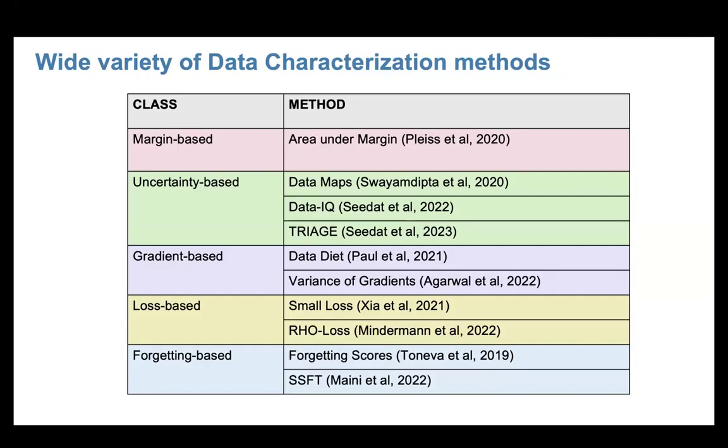So we've got the first that you can see in red. It's something called margin-based, so really assessing the margin of a classifier. So between your highest logit and your second highest logit, what is that difference, being your margin? There's uncertainty-based methods, some of which I've worked on. Then you've got gradient-based methods, which evaluate gradients through model training. Some look at the loss of a classifier itself to try to characterize samples, and then some look at forgetting. And I'll get into a few of these in more detail as we go on.